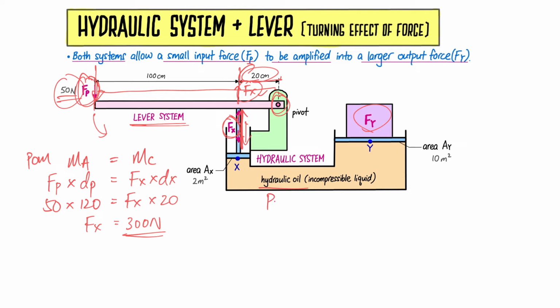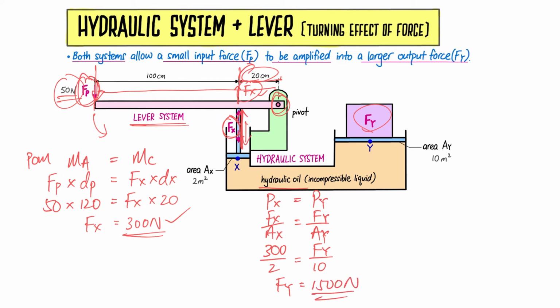So the pressure at point X equals the pressure at point Y, and the force at X over area X equals the force at Y, the unknown, over area of Y. So if you were to sub in the values, Fx is 300, which you have found here, over the cross-sectional area 2, equals Fy over the cross-sectional area 10, and you can find that the output force will now be 1500 Newton.